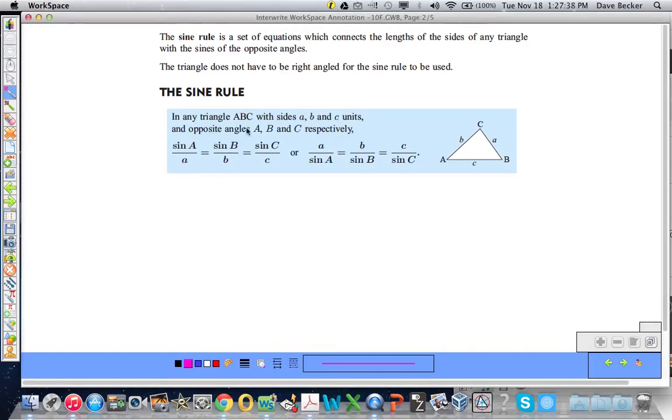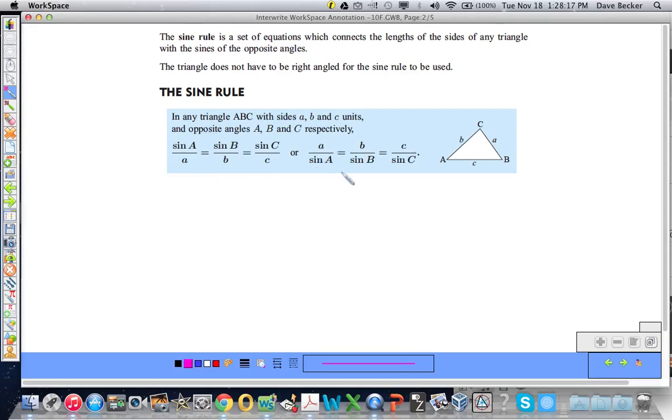All right, so here it is. In any triangle ABC with sides little a, little b, little c, and opposite angles, cap A, cap B, and cap C, respectively, we have this relationship: sine of the angle A over the length of side a equals sine of the angle B over the length of side b, and they're all equal to sine of angle C over the length of side c. Those are all equivalent, so we can use proportions to solve for things we don't know.